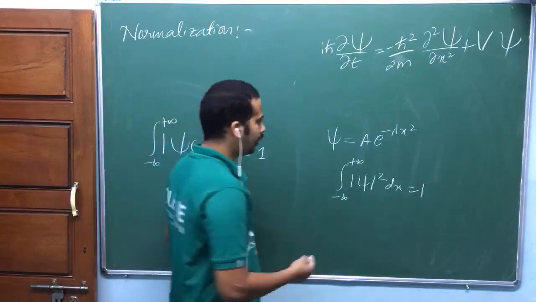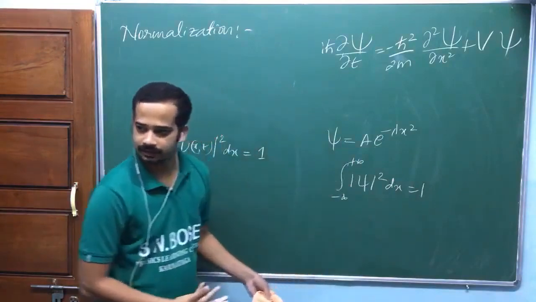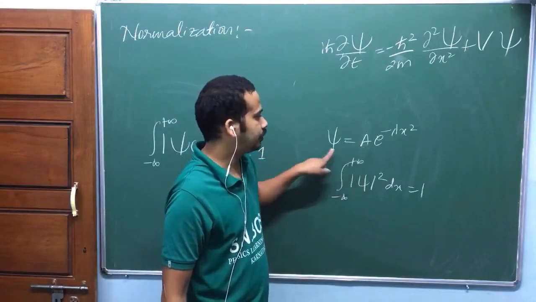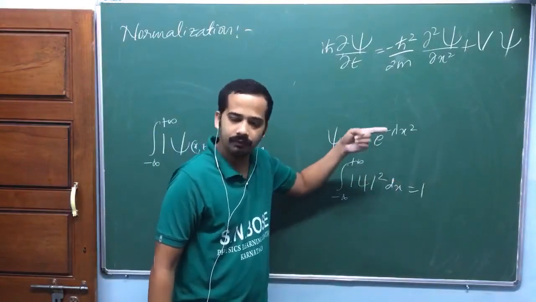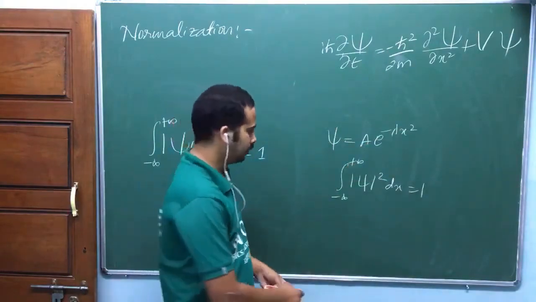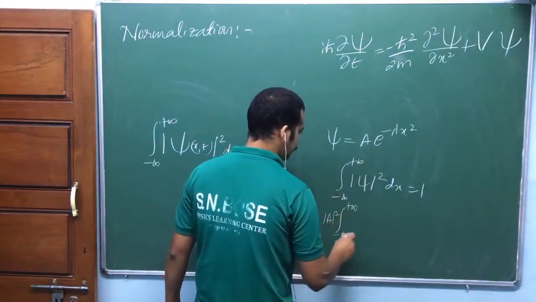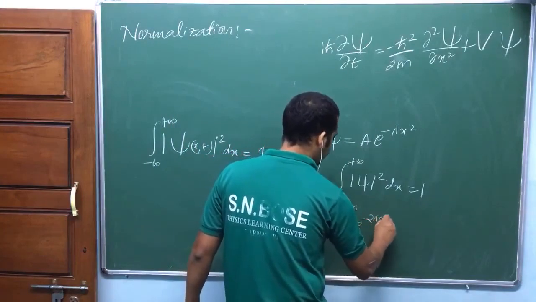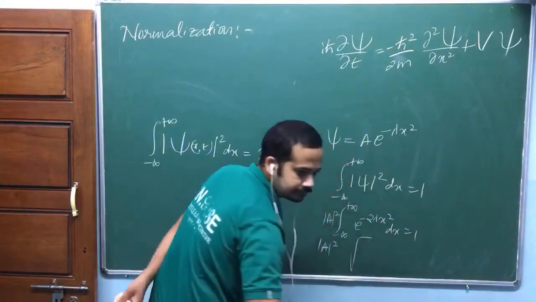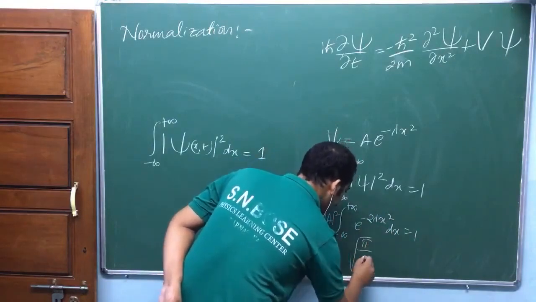Now to find that, I'll just put that psi into this one and I'll find that A. Is that okay? To find the value of A which normalizes this wave function, I'll put that wave function into this normalization condition and find that multiplicative constant. Just substitute. What will happen? Integral from minus infinity to plus infinity of mod A square into e power minus 2 lambda x square dx is equal to 1. What is this integral? Quickly, anyone? Quickly. Pi by coefficient of x square.